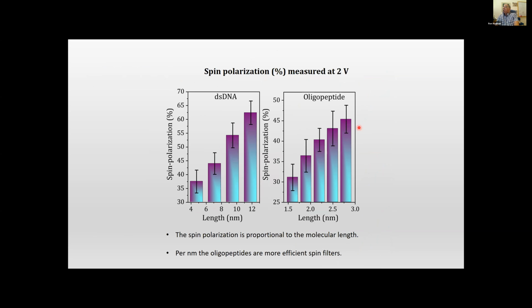We can get these results also for oligopeptides. That's for people that are not familiar with these terms. Basically, this is a helix, like a small protein. And again, in the oligopeptides, we see a length dependence, almost linear, of the spin polarization, and we get spin polarization of the same order of magnitude as we observed with the double-strand DNA.